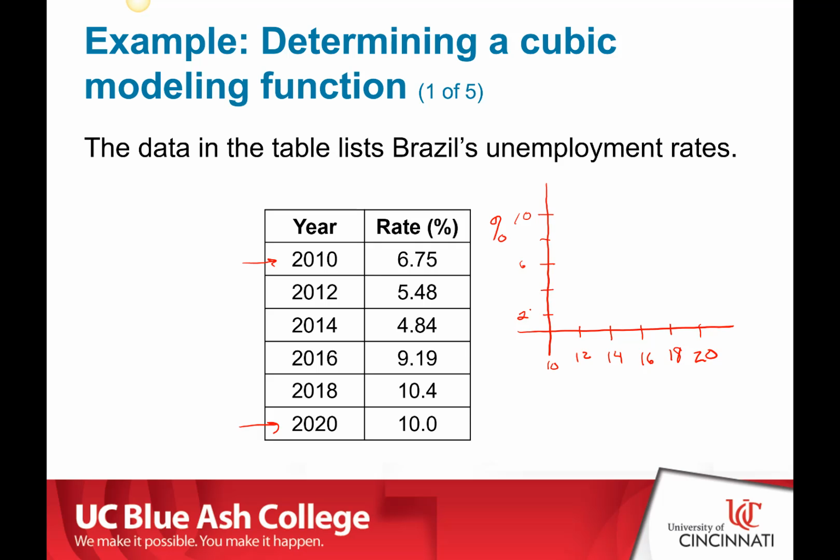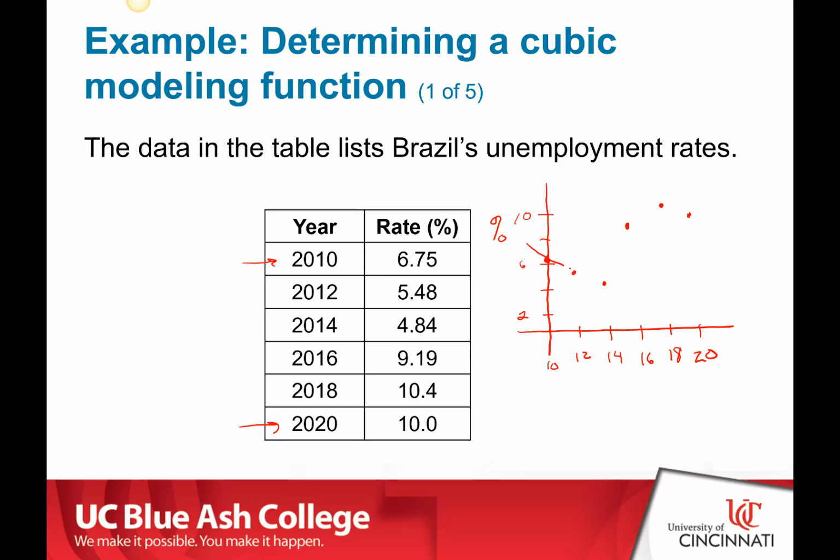And now we can just go ahead and plot our points. At 2010, it's a little bit over 6%. So it's about there. 2012 is going to be 5.48. 2014 was a little bit lower yet. Like that. 2016 went crazy, didn't it? Went up to 19%. Then 2018 went up a little bit higher, a little over 10%. And then 2020 is forecast to be there. Something happened there between 2014 and 2016, didn't it? Things went not so great.